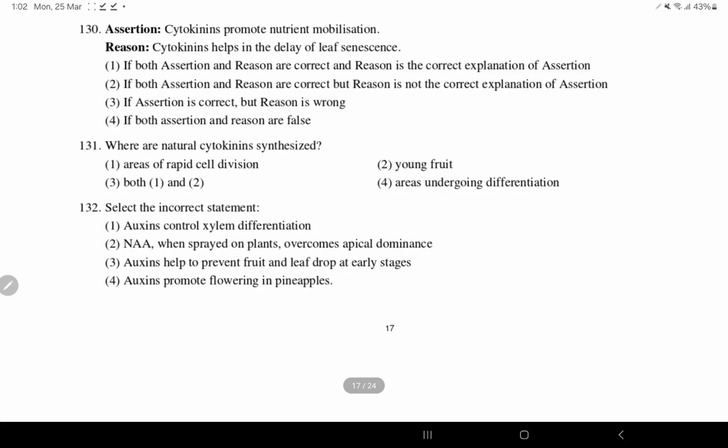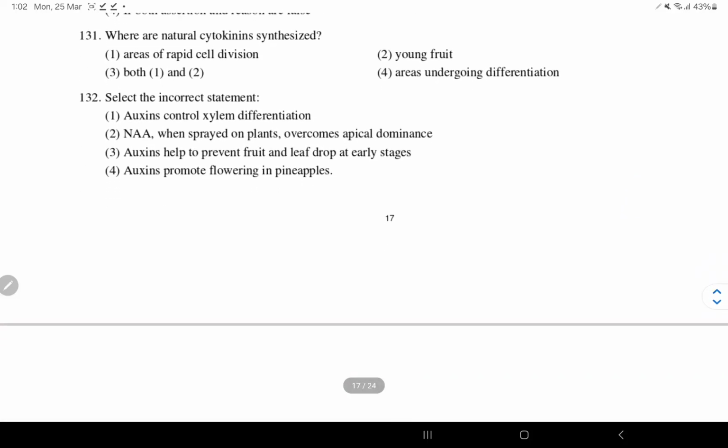Where are natural cytokinins synthesized? Areas of rapid cell division, young fruit, both 1 and 2. Select the incorrect statement. Auxins control xylem differentiation, it's right. NAA when sprayed on plant overcomes the apical dominance, right. Auxins help to prevent leaf and fruit drop in early stages, right. So they promote the xylem differentiation. They don't control the xylem. So first one is incorrect.